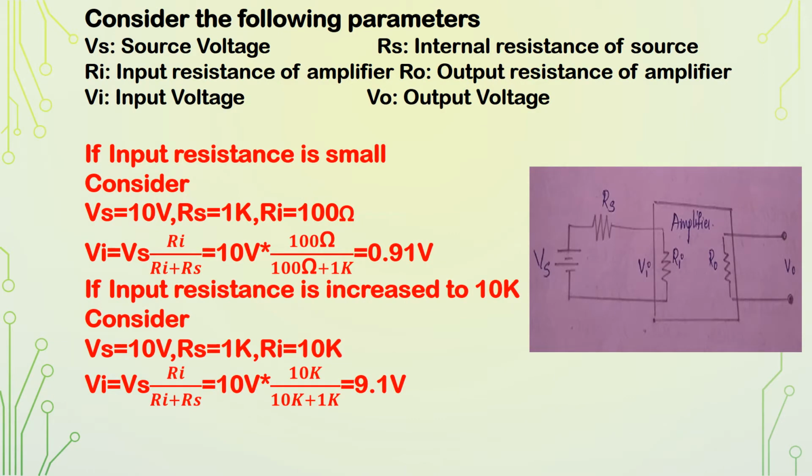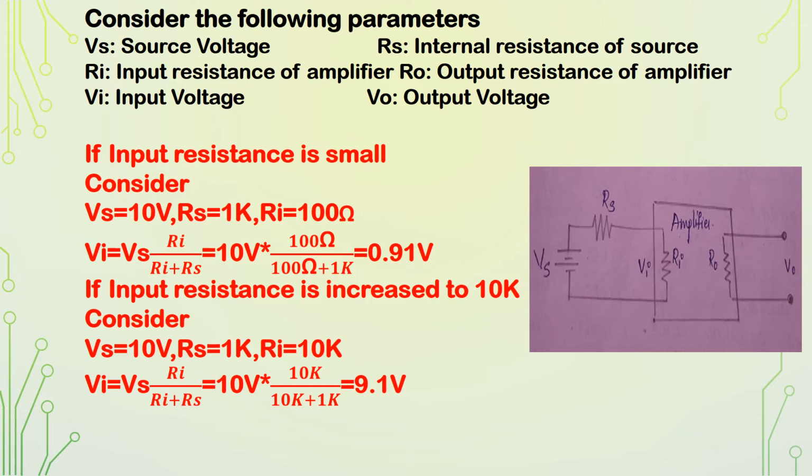Okay, consider the following parameters: Vs, which is the source voltage, Rs, internal resistance of the source, that is every source will have some internal resistance, Ri, that is the input resistance of amplifier, Ro, that is output resistance of amplifier, Vi, which is the input voltage to the amplifier, and Vo, that is the output voltage. Now first you consider that input resistance of the amplifier is some small value.